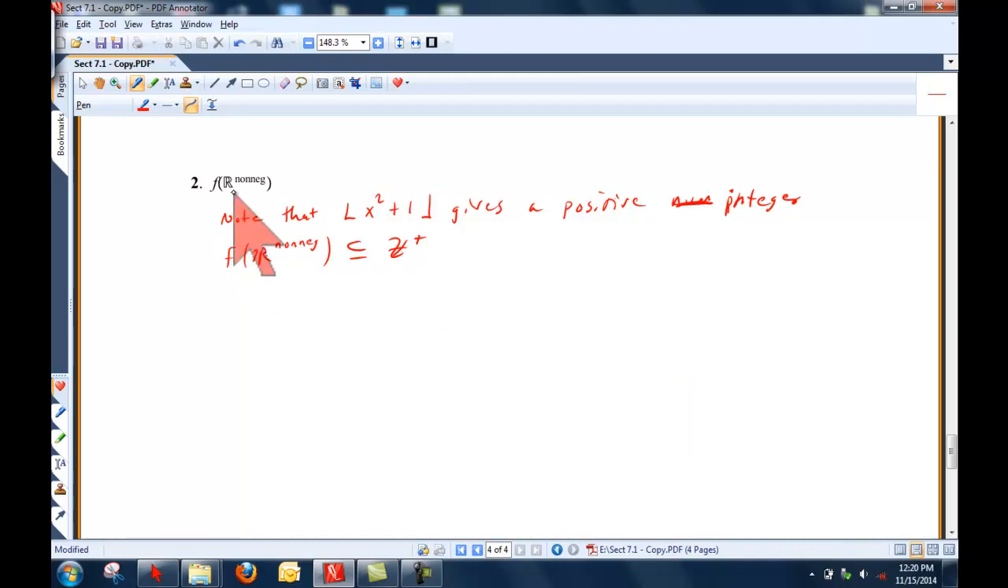I'm trying to find out what set this is. I know that it's inside z plus. If I could show that z plus is inside this set as well, then these two things would be equal, if you remember how we showed that two sets are equal. So let's think about that a little bit. Given somebody in z plus, is it in f of r non-negative?